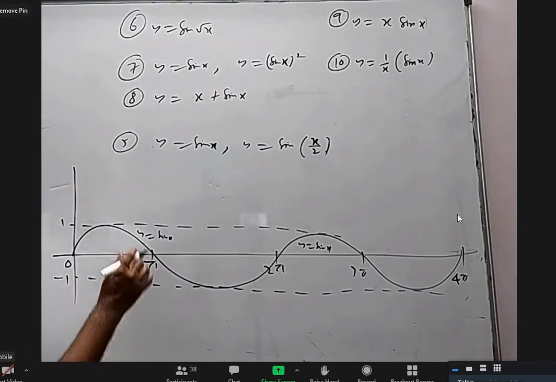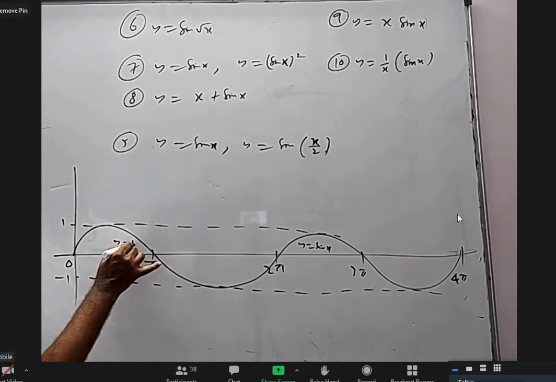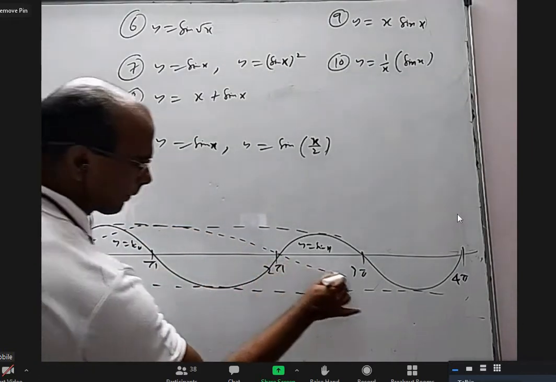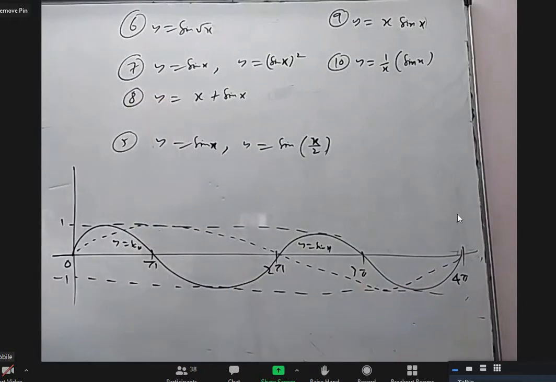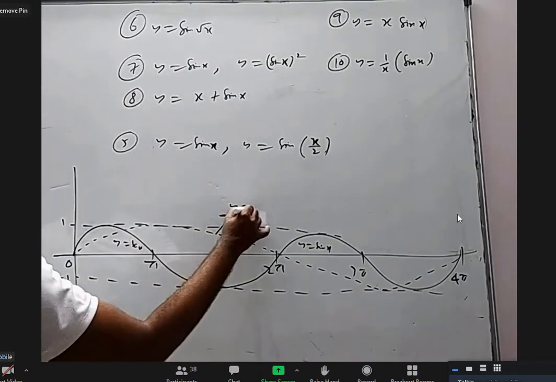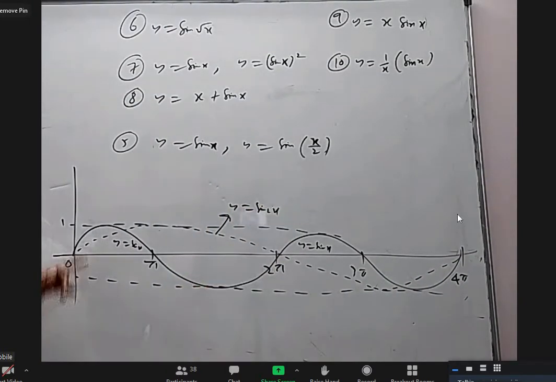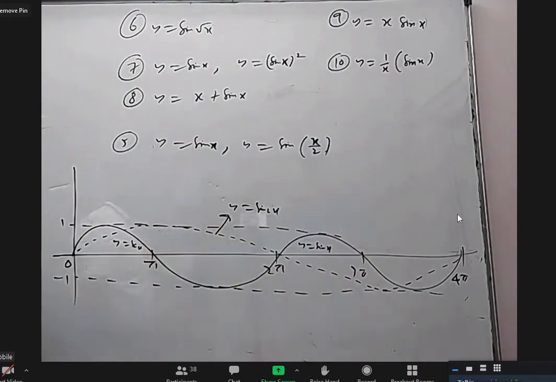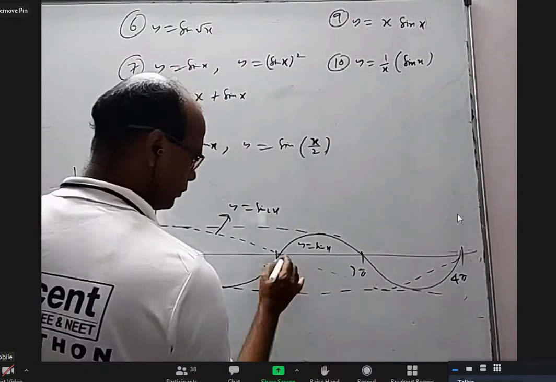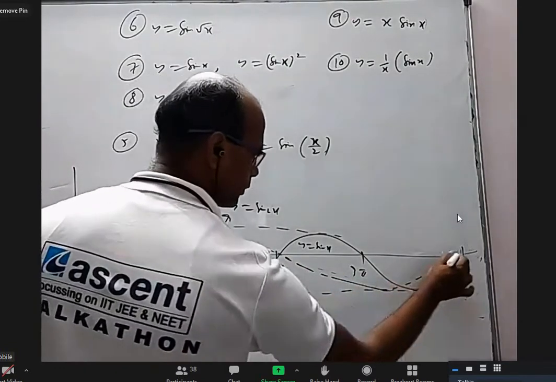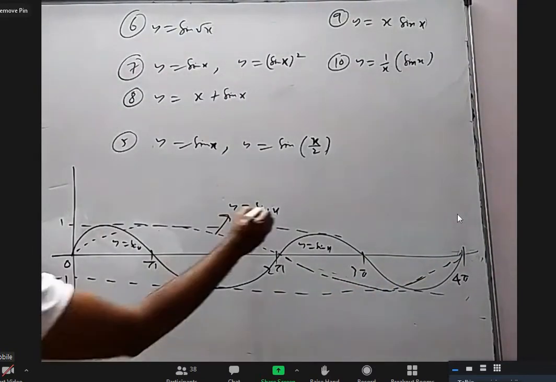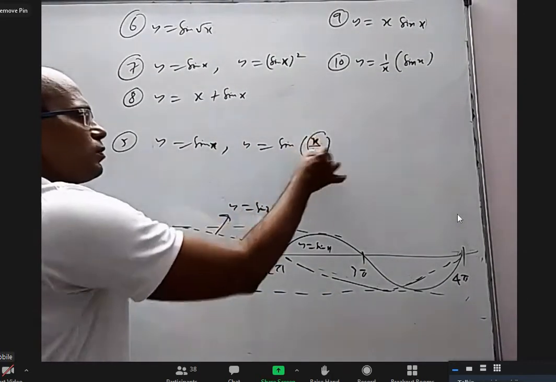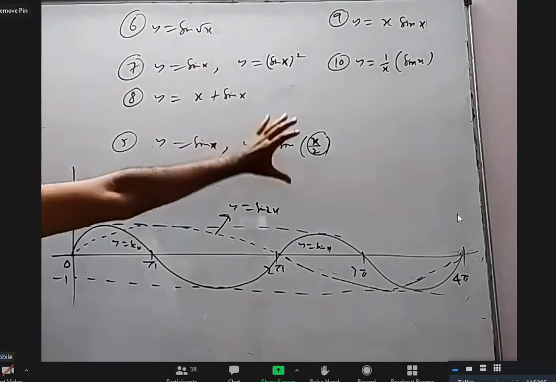Sin 2x will be slow like this. Okay, so this is a graph of y equal to sin x by 2. That means when sin x covers two waves, sin x by 2 will cover only one wave, because when x is between 0 to 4 pi, x by 2 will be between 0 to 2 pi. 0 to 2 pi is one wave.